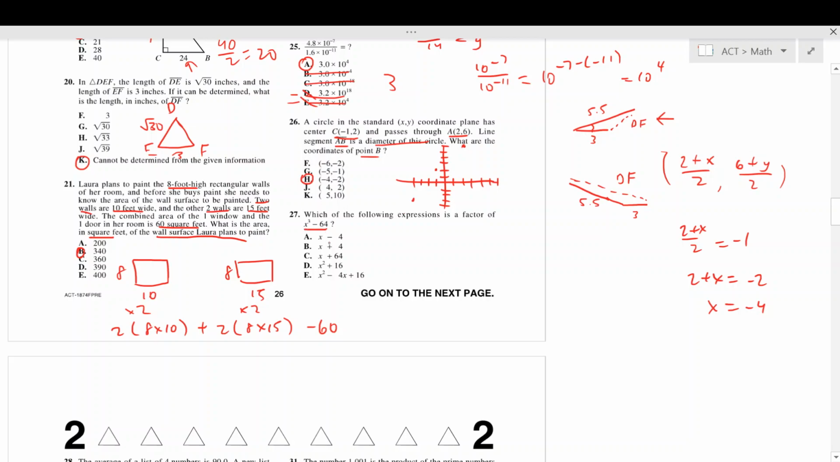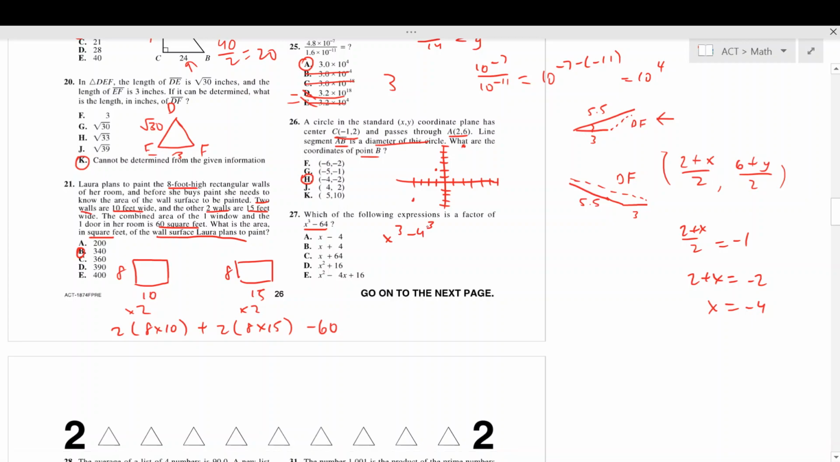So the first thing I notice here is that this is a difference of cubes, and I can tell because x cubed is, well, x cubed, so it must be a cubed. And 64 is equal to 4 cubed. So it's a difference of cubes. It's x cubed minus 4 cubed.